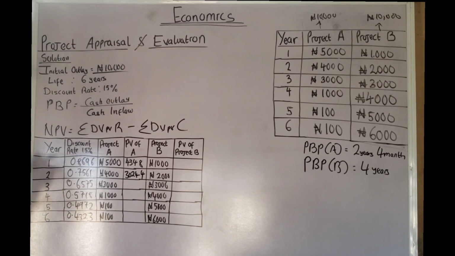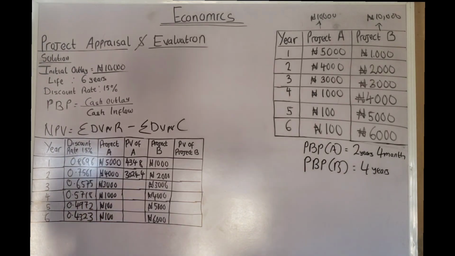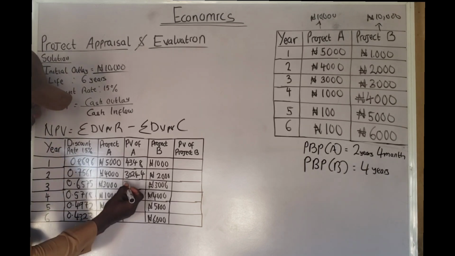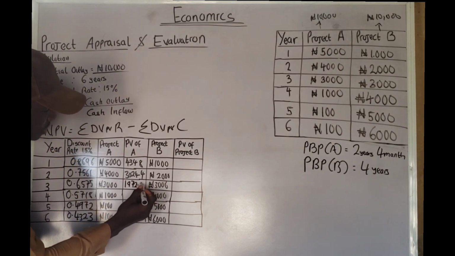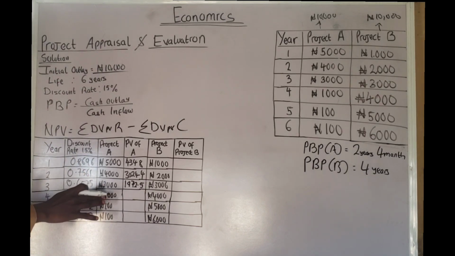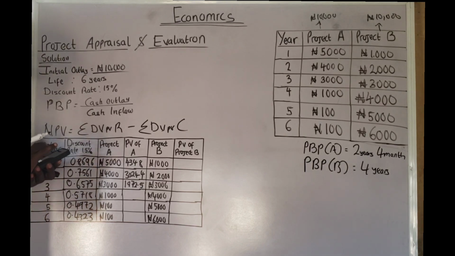You understand? So for the third year, the present value of project A will be the product of 0.6575, which is the discount rate of the third year, multiplied by the income stream, which is 3,000 naira. If you take the product, you are going to have 1,972.5. Okay. So for the fourth year, that will be 0.5718 multiplied by 1,000 naira. If you take the product, that is 571.8.